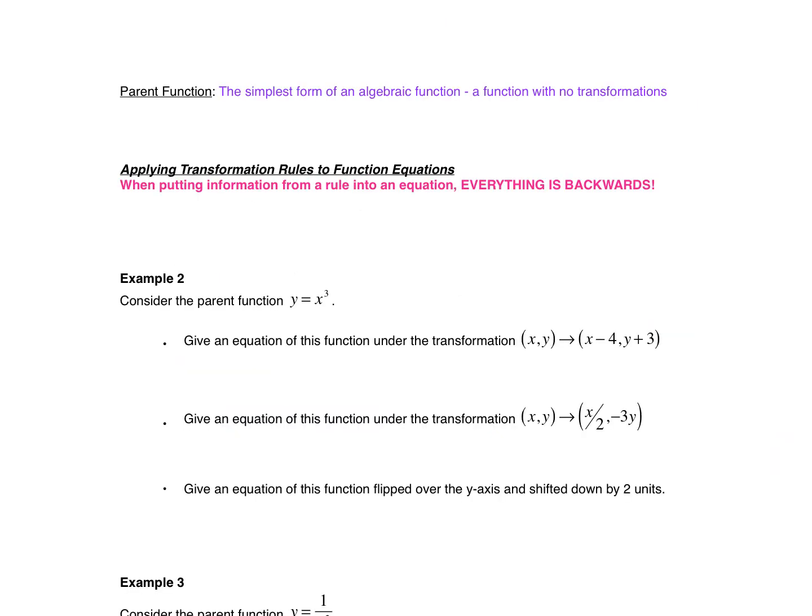Okay, couple of definitions and things like that here for you. And if you need to pause the video to write them down, please feel free. So to be able to do transformations, we really need to understand what we're starting with. And when you do a transformation, you always start with something called a parent function. Okay, a parent function is like the original function before you've applied any transformations to it.